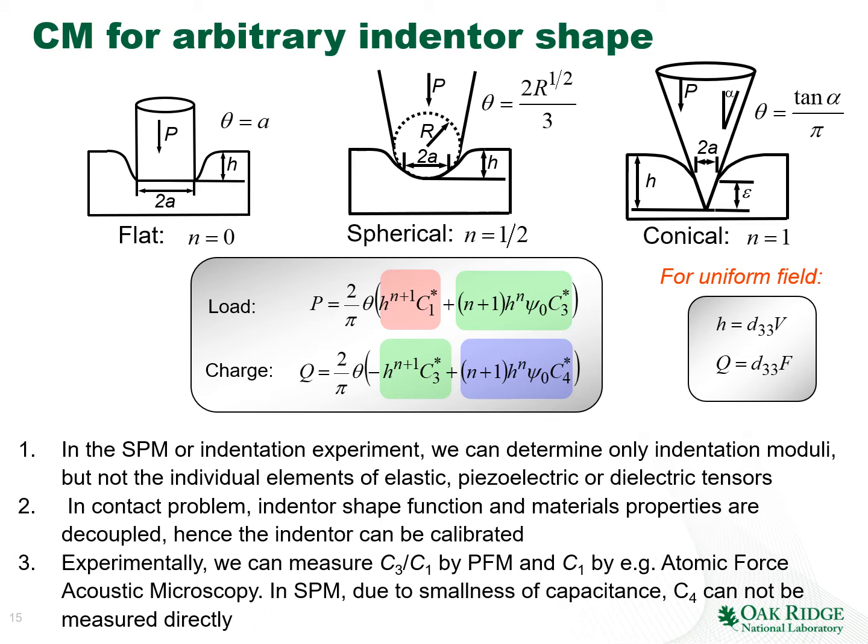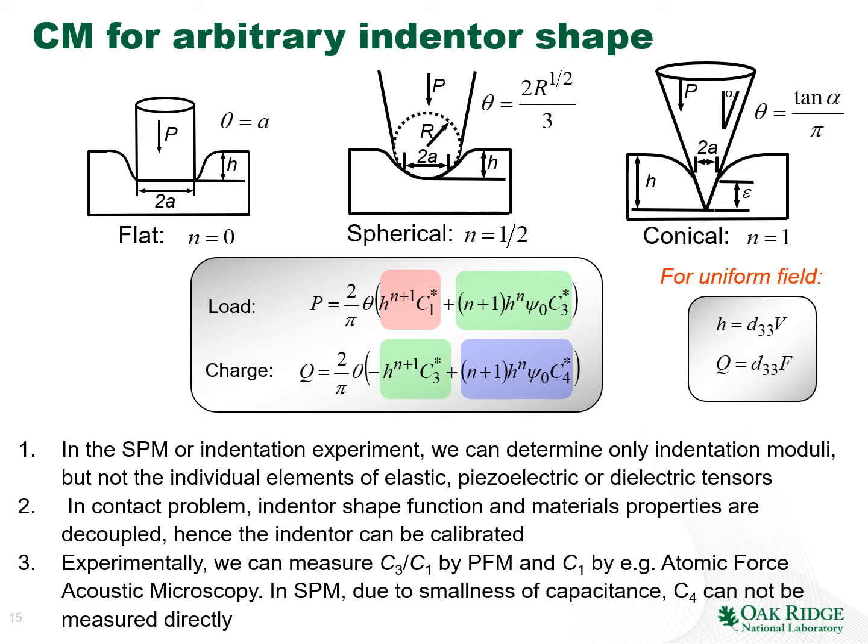So in the uniform field we have the same constant d33 that defines the relationship between displacement and voltage and charge and force, so the converse and direct piezo effect. And for the contact mechanics we have the same constant C3 that defines the coupling between the load and potential and charge and displacement. Now, what are the consequences of this contact mechanics model?